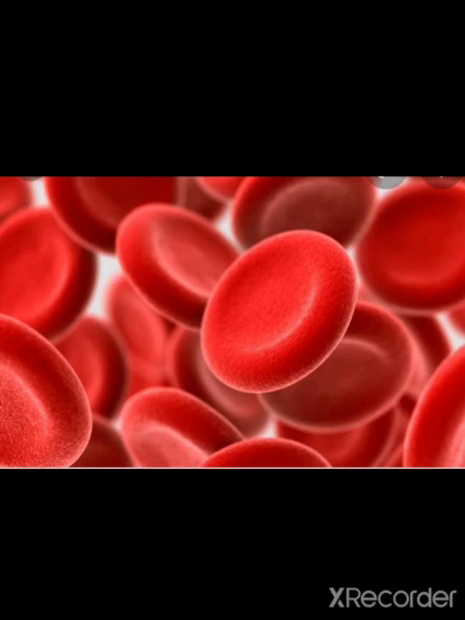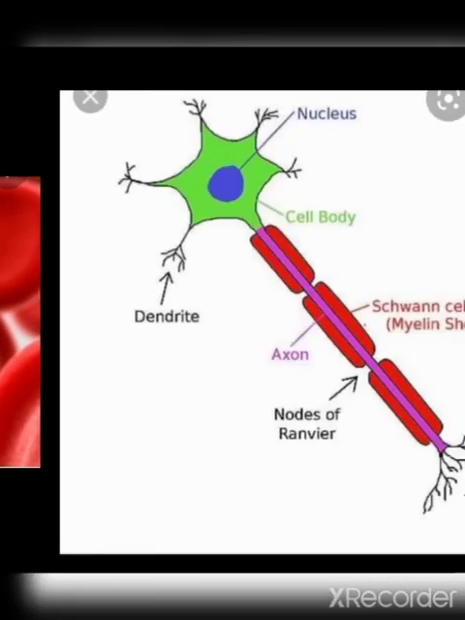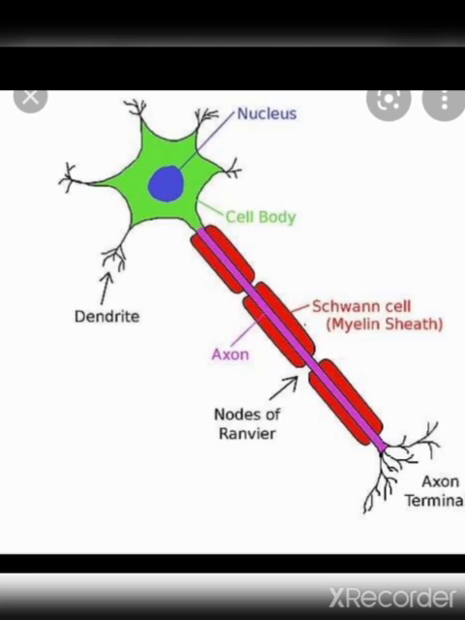So this is the red blood cell that you can see on the screen, and it carries oxygen around the body in the blood. There is no nucleus, and their shape is biconcave. Then there is a nerve cell. Their job is to carry messages around the body.